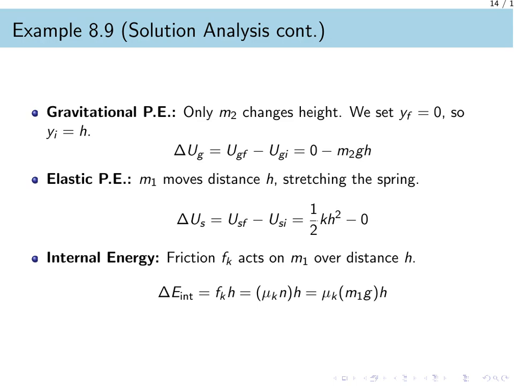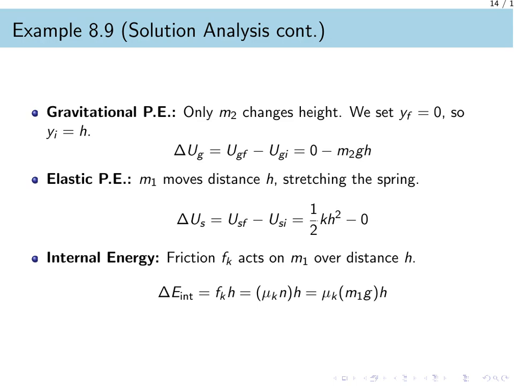Second, the change in elastic potential energy, delta U sub S. The spring was initially unstretched, so U initial is 0. As M2 falls by h, M1 moves a distance h, stretching the spring. The final elastic potential energy is 1/2 k h squared. The change is 1/2 k h squared minus 0.